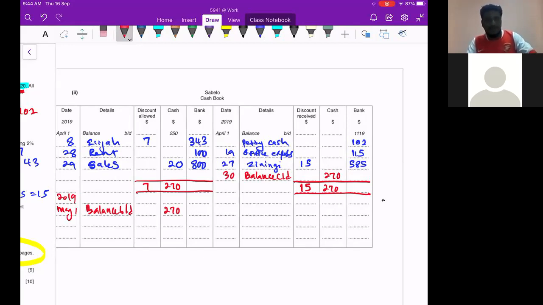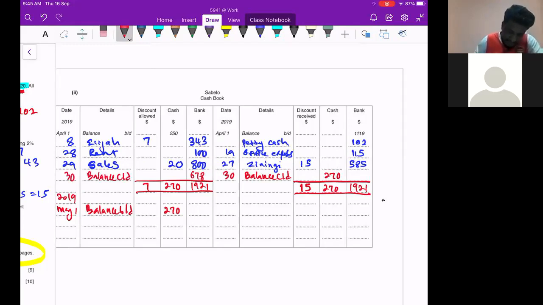Okay, if no question, next one is the bank. In the bank, I see my credit side is bigger. So what I do is total up the credit: 119 plus 102 plus 115 plus 585. I get 1921. 1921 minus 343 minus 100 minus 800. I get 678. That's my balance c/d.